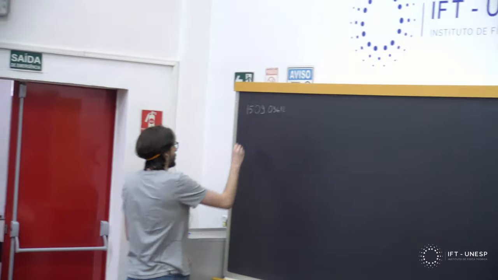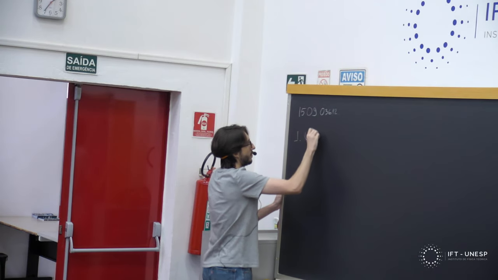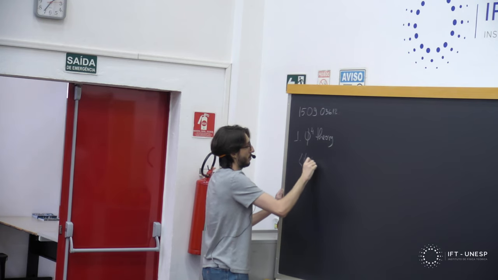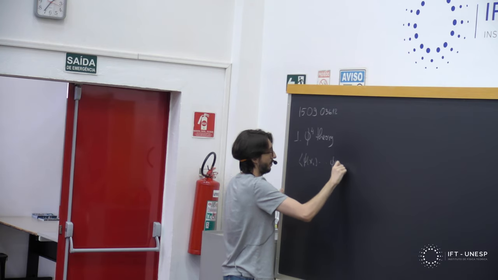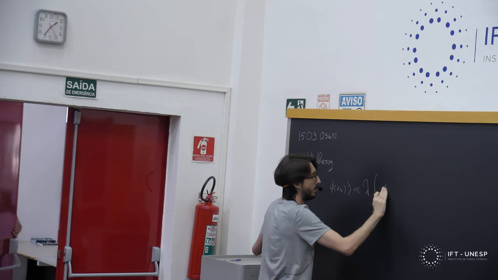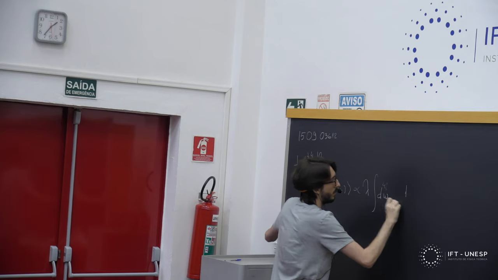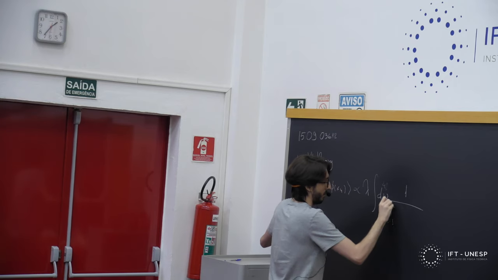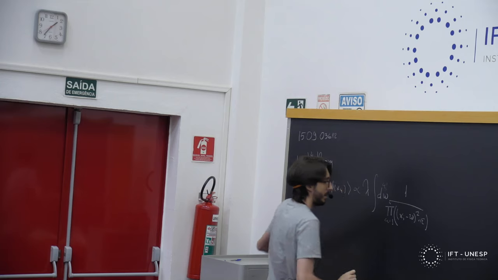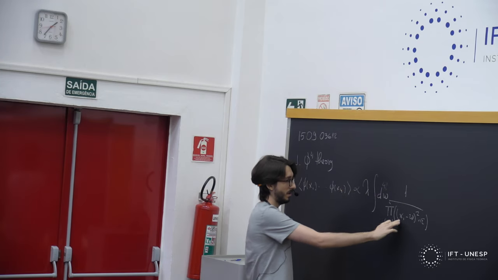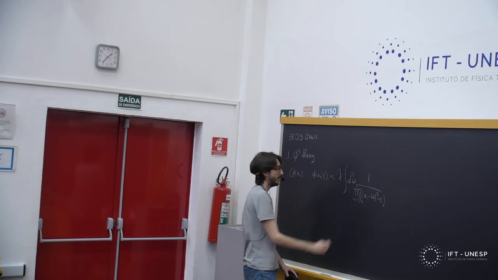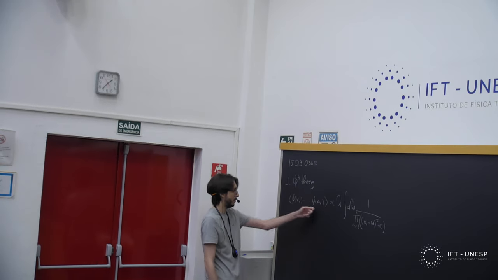I'll start by discussing an example, which is just massless phi to the fourth theory and a four-point function. At first order in perturbation theory, this four-point function is given by this integral here, where W is the point where the interaction happens, or where the interaction Lagrangian term is, and the x_i are the positions of the operator insertions.